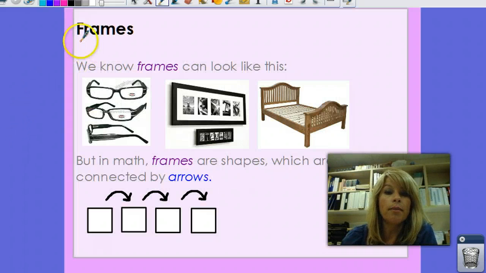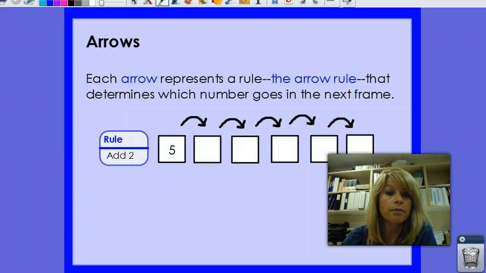We know something about this word frames already. We know that frames could be eyeglass frames, or picture frames, or bed frames. But in math, they mean something a little bit different. Frames are shapes, like these squares here, which are connected by arrows. Each square is connected to another square by the arrow. Those shapes could be circles, or triangles, or hexagons, any shape.